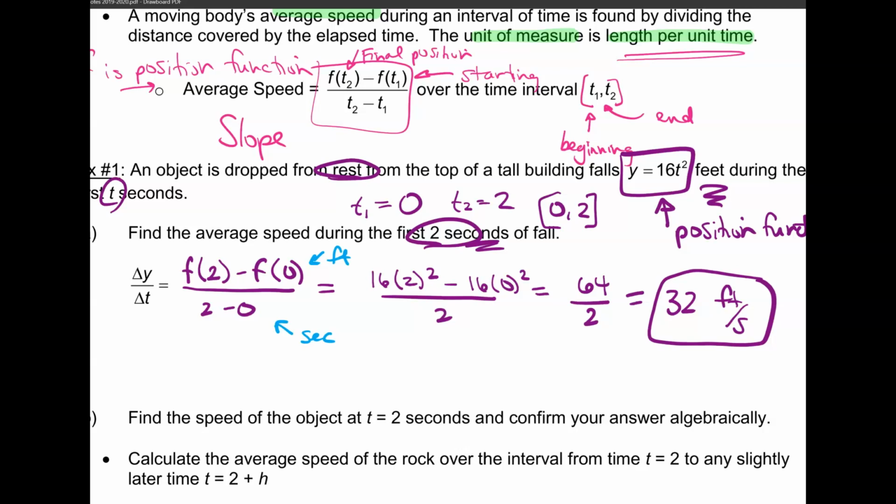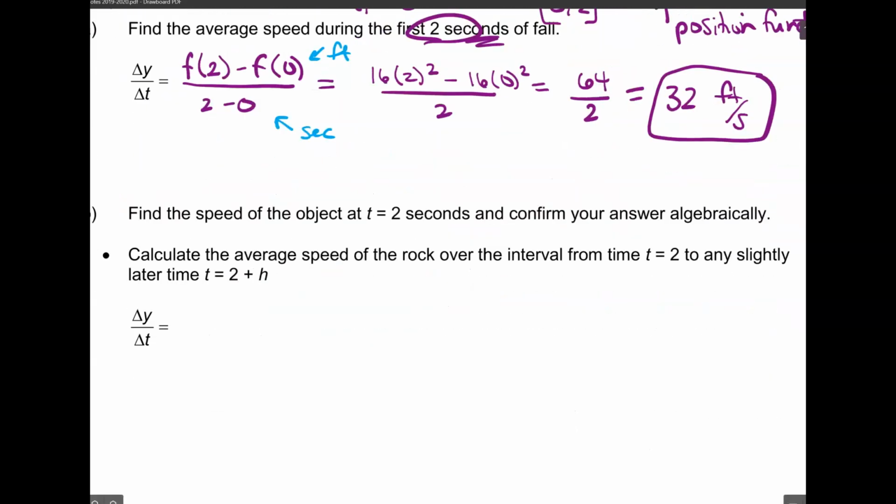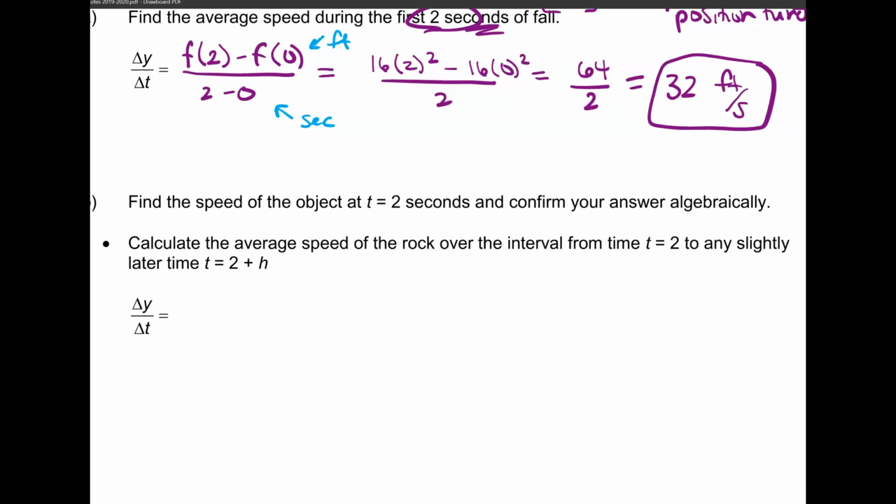Okay, so now we can find the speed of the object at 2 seconds and confirm our answer algebraically. To calculate the average speed over the time interval from time 2 to any slightly later time, I'm just going to say t is going to be 2 plus h, where h is a very, very small increment. It's just a minuscule amount past 2 seconds. All right?